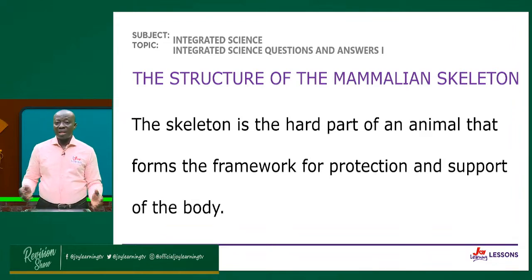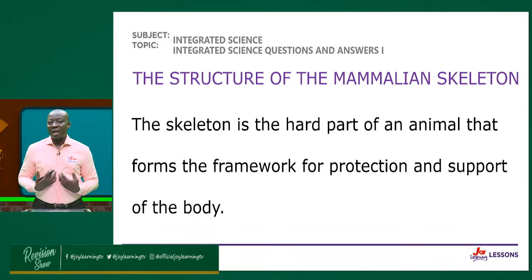So we look at the structure of the mammalian skeleton. After looking at the characteristics of mammals, we want to zoom further into the system that helps us to move around, and to perform other roles. So we are looking at the mammalian skeleton. And the skeleton is a hard part of an animal that forms the framework for protection and support of the body. So it forms the harder part of the body.